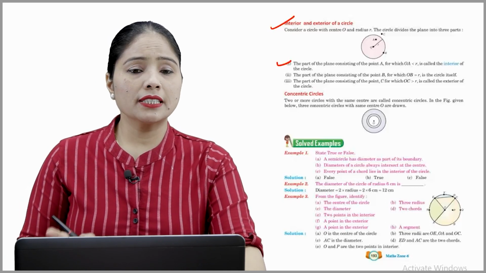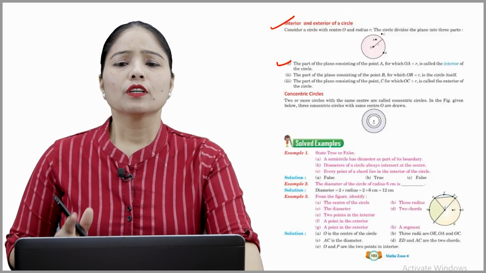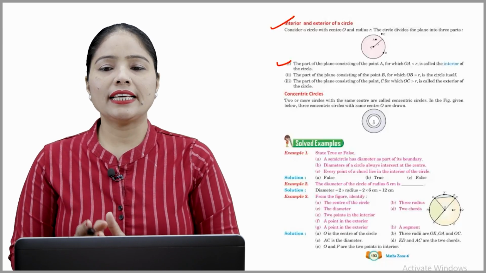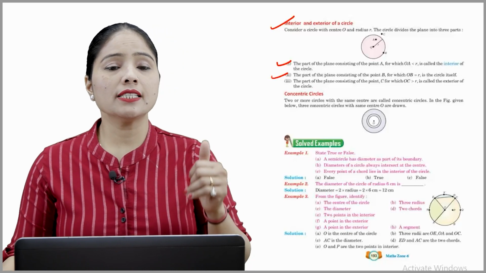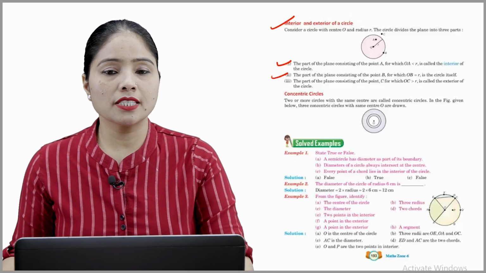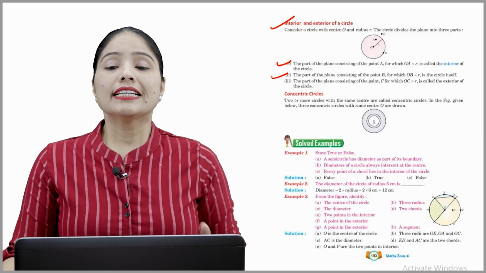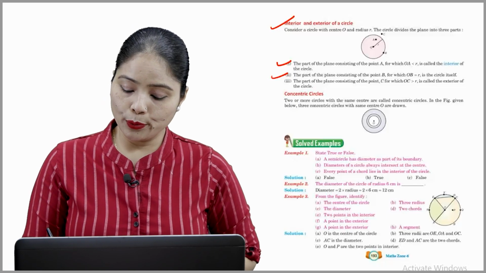Second, the part of the plane consisting of the point B for which OB is equal to R is the circle itself. And third is the part of the plane consisting of the point C for which OC is greater than R, called the exterior of the circle, beta. Okay, I hope you understood well.